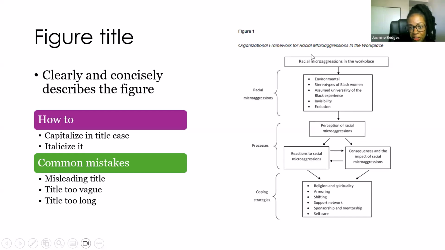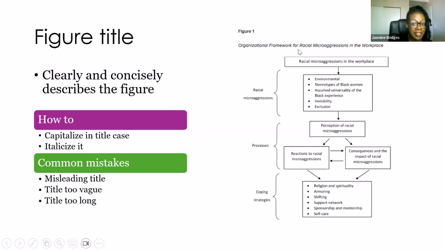I won't read the whole thing, but it's a longer title. It tells us that it's a framework and not a flow chart. So that's a little different because we know now that it's going to help us to understand the relationship between different ideas or theories that they're talking about in the paper. We know that it's about racial microaggressions. And so this gives us a better idea of what this figure is about.